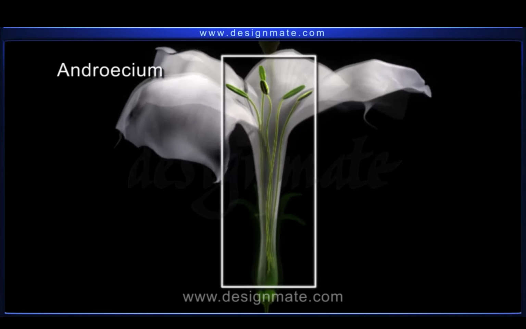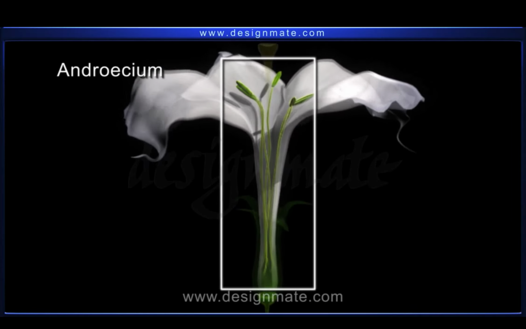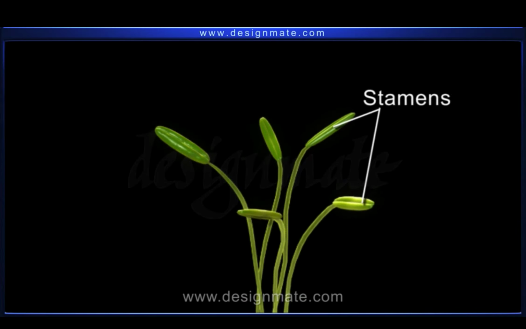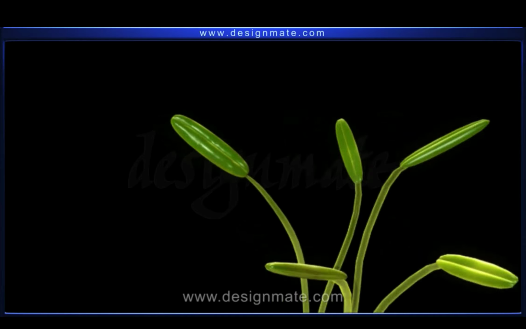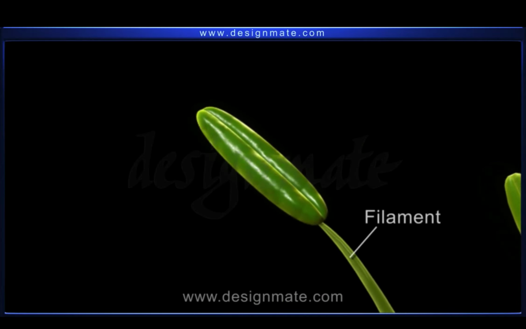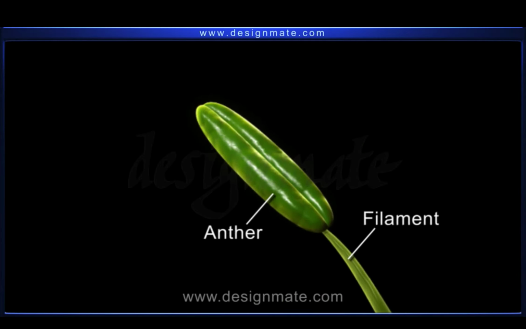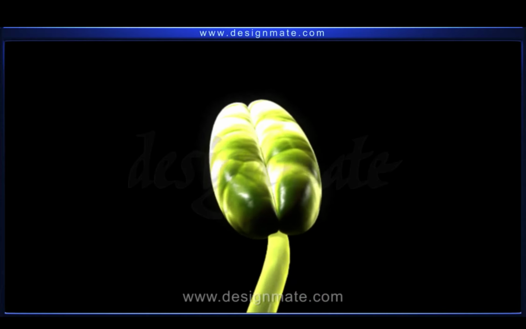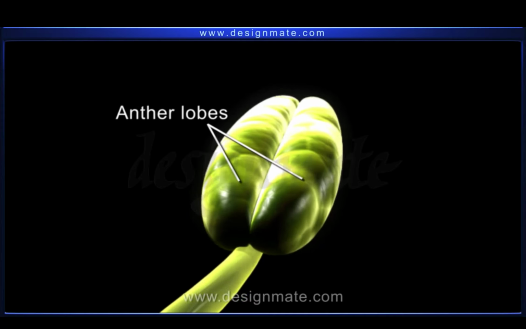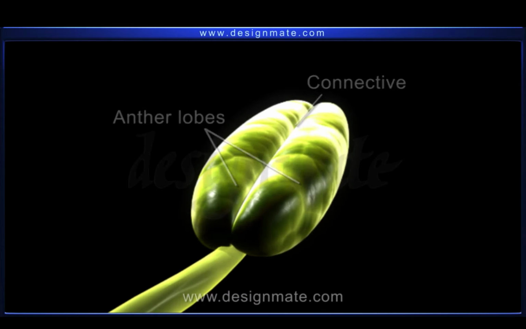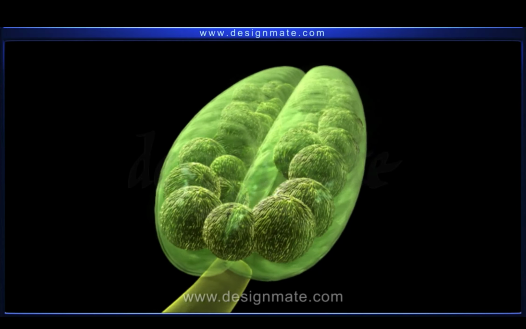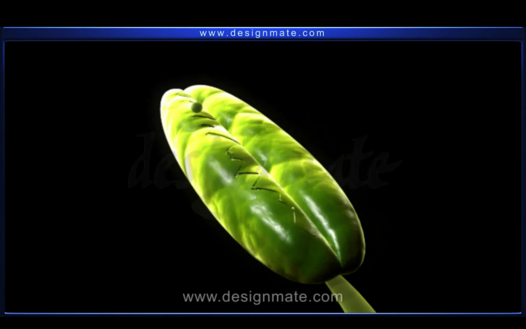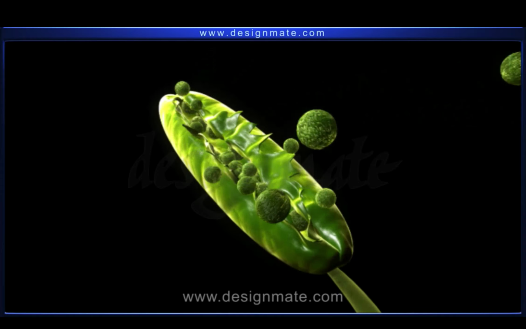The next inner whorl is the androecium that comprises a number of stamens. Each stamen consists of a filament and an anther. The anther of this flower has 2 anther lobes joined with the help of a connective. Each of these contains numerous pollen grains. When the anther matures, these pollen grains are released.